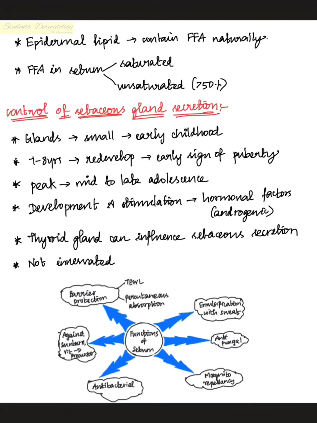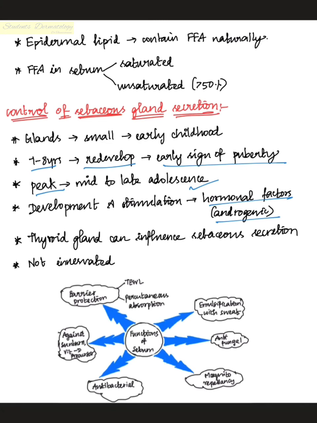So next, control of sebaceous gland secretion. If you see, the glands are small in early childhood and they slowly involute in size. By 6 months of age, the glands are very few in number, and again by 7 to 8 years, they redevelop, which is an early sign of puberty, and they reach a peak in mid to late adolescence. So the development and stimulation is mainly dependent on hormonal factors, particularly androgens.